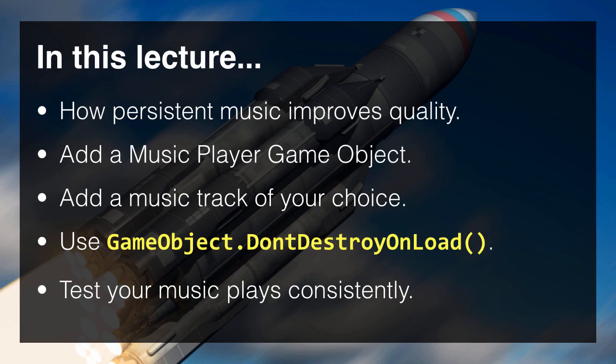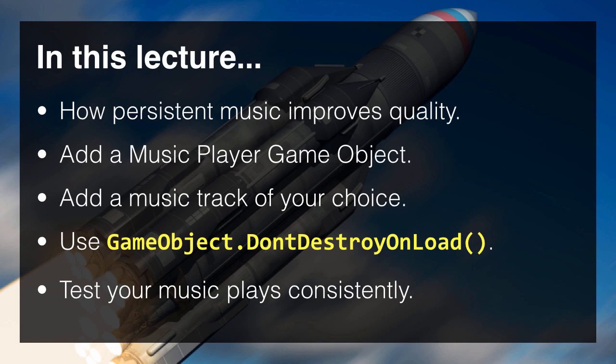So we're going to add a music player game object and then we're going to add a music track of our choice. And then use a command called gameObject.DontDestroyOnLoad to prevent that music from stopping playing, or said differently, to make it continue playing when you load the next level. Then we'll test it all and we'll be done. So let's take a look.